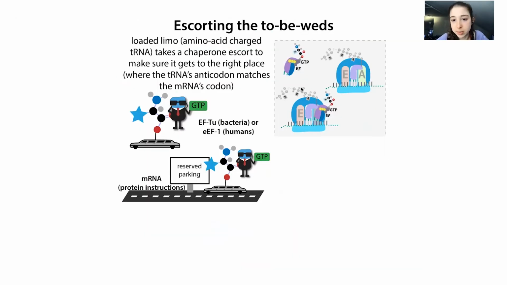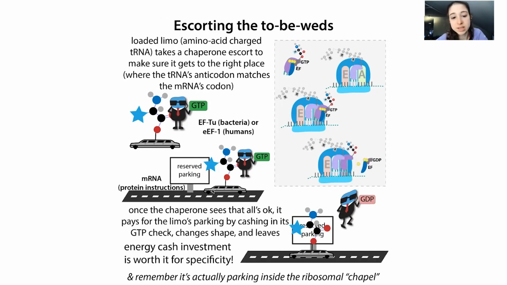You want to again spend some energy because it's important that you make sure you have the right tRNA come. And then once it sees that everything's okay, it's going to basically pay for the limo's parking by cashing in its GDP. So it splits that GTP to make GDP.